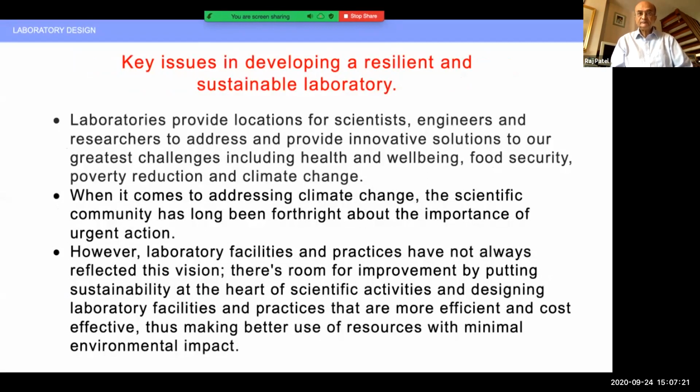And in my mind, laboratories provide locations for scientists like me, engineers, and researchers to address and provide innovative solutions to our greatest challenges, including health, well-being, food security, poverty reduction, climate change. And when it comes to addressing climate change, I think all of us in the scientific community have for long been very open and vocal and forthright about the importance of urgent action. However, when we look at laboratory facilities and practices that we have been using, I think the vision is not always reflected. There's room for a lot of improvement by putting sustainability at the heart of scientific activities, and designing laboratory facilities and practices that are more efficient and cost-effective, thus making better use of resources with minimal environmental impact.